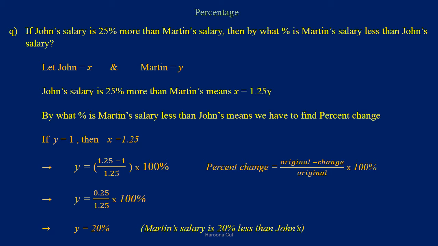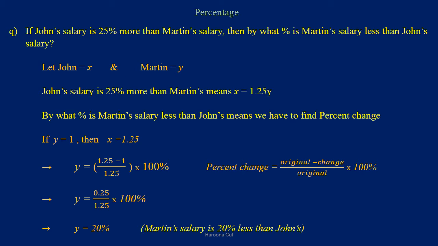Now John's salary is 25% more than Martin's salary, means that X is equal to 1.25 of Y, means John's salary is 1.25 of Martin's. By what percent is Martin's salary less than John's means that we have to find percent change. Simple, very simple. And for the percent change, we have the formula, which is original minus the change over original into 100%.